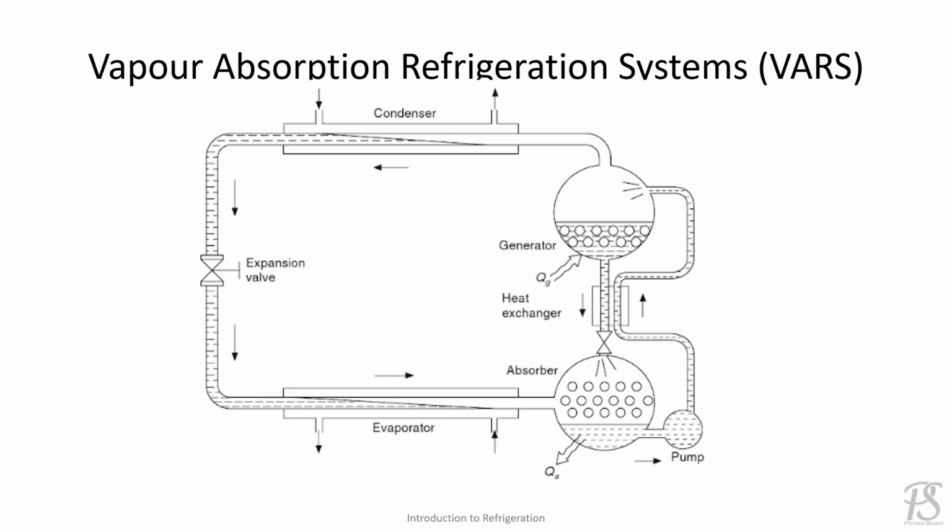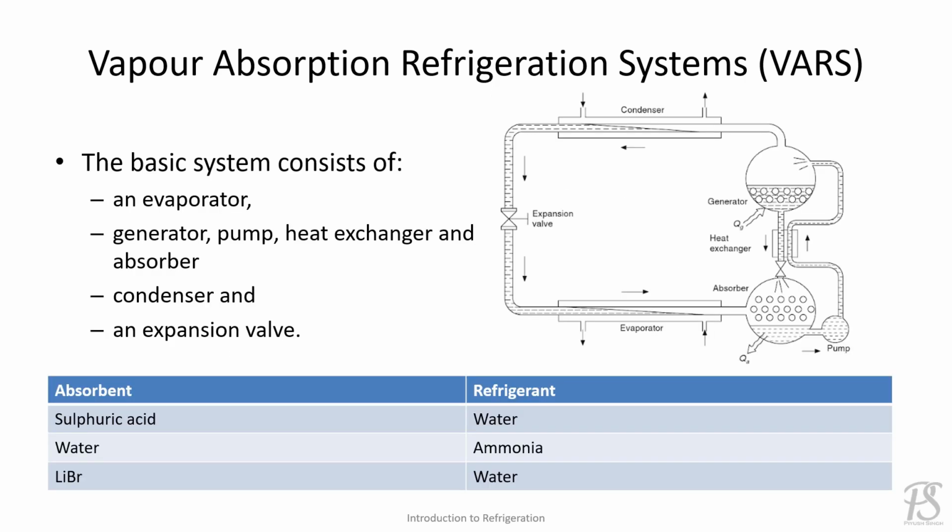The evaporating vapors create a higher pressure in the condenser side and enable condensation at a higher temperature. The basic system as shown in the figure consists of an evaporator, a condenser, an expansion valve, and assembly of components to replace the compressor, that is the generator, pump, heat exchanger, and absorber. There are a number of combinations of absorbent and refrigerant. Here are a few common pairs: sulfuric acid and water, water and ammonia, lithium bromide and water.